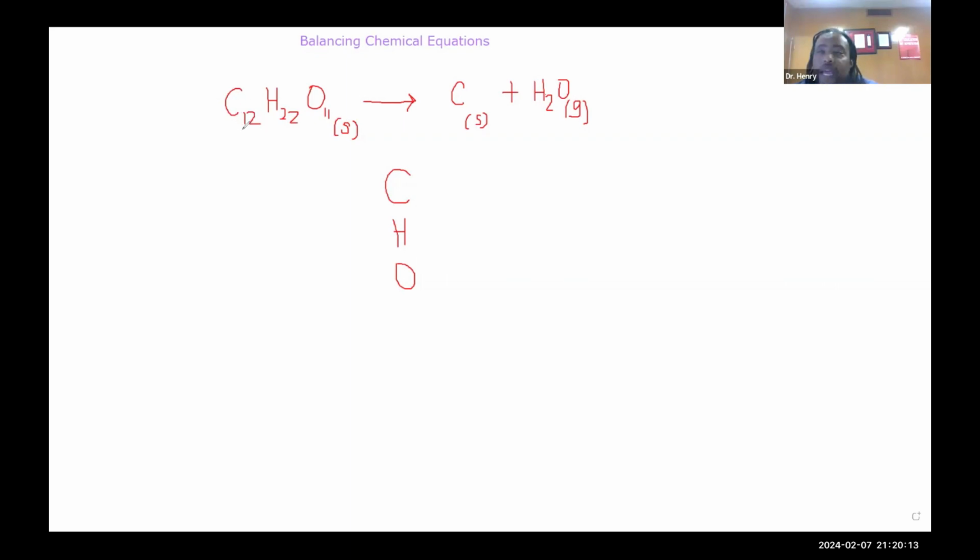So in the case of carbon, how many carbons do we have? 12.